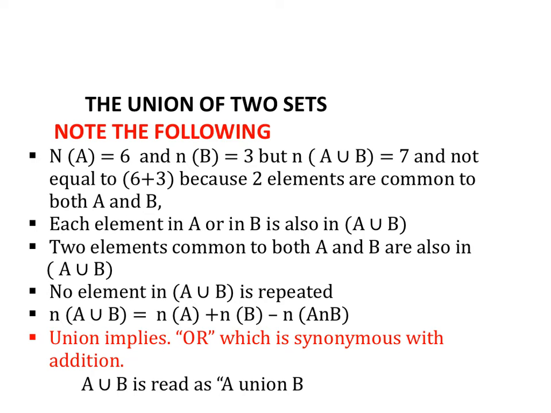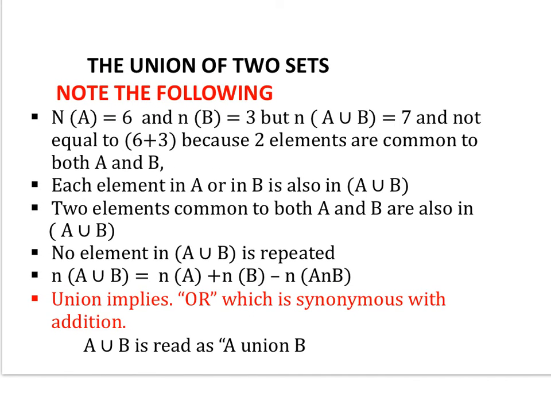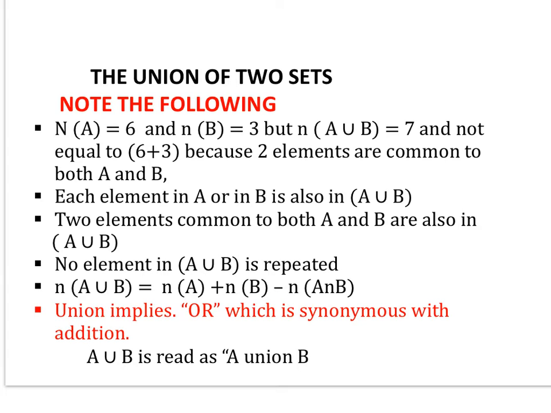So we take some notes. Still under union of two sets. n(A), that's the number of elements in set A, is equal to 6. That's from the example we just looked into. And the number of B is equal to 3. But the number of A union B is equal to 7. We are still talking about the example we just dealt with. And that is not equal to 6 plus 3.